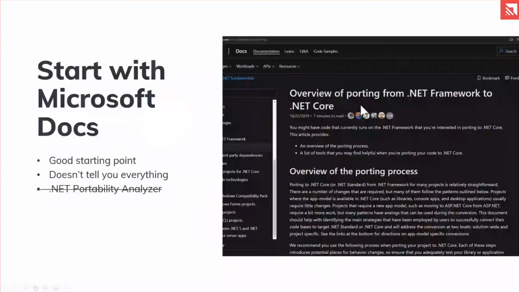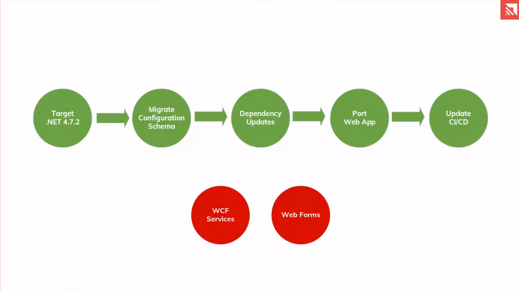So what did we do? Well, we followed these 5 steps, more or less, that we're going to dive into in more detail now. The first one was targeting .NET 4.7.2. We then migrated our configuration schema. We updated our dependencies. We spent a lot of time porting our web app, and we updated our CI/CD pipelines and tools. What we did not do, and I'm not including in this talk because it was not applicable to our app, is that we did not migrate web forms.